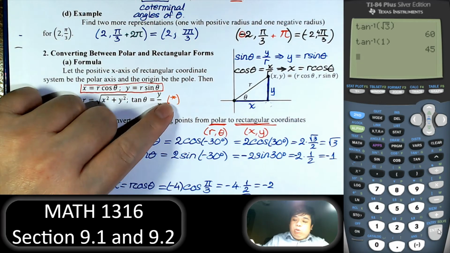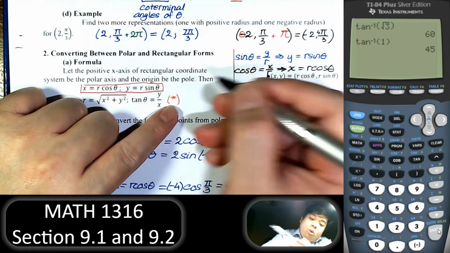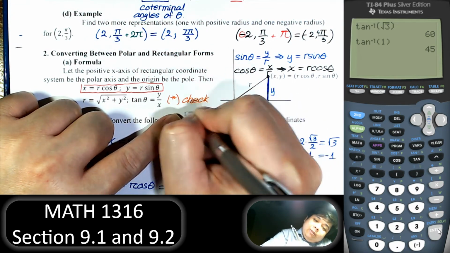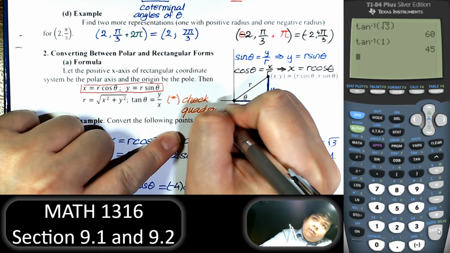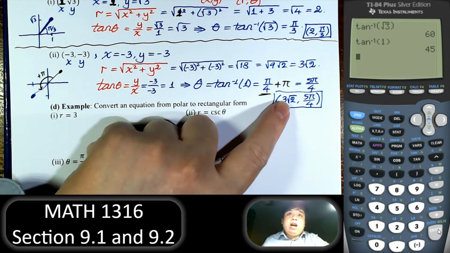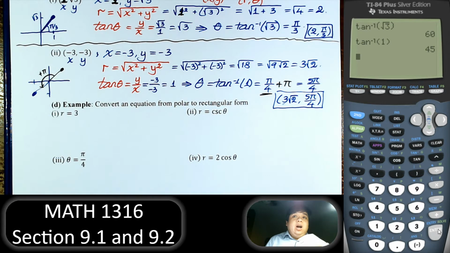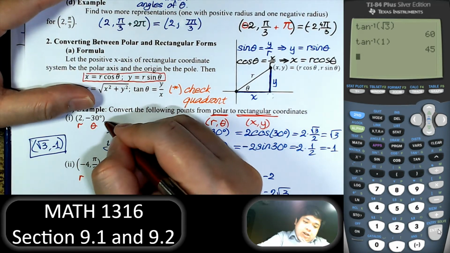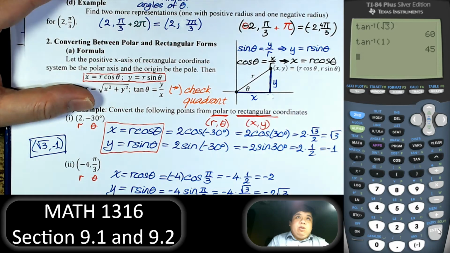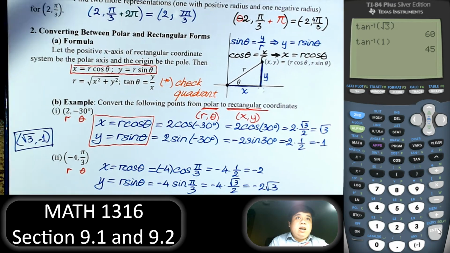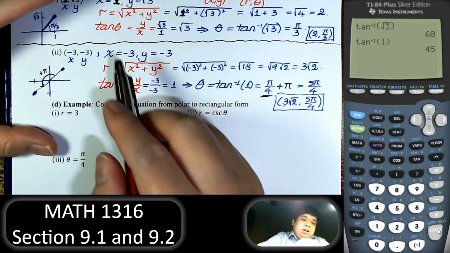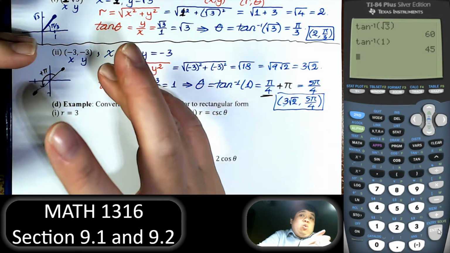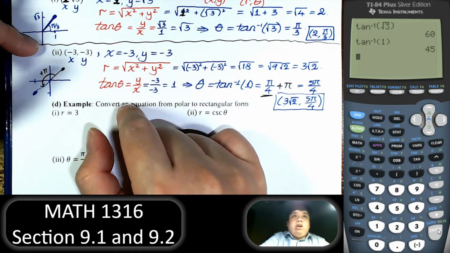So the asterisk I want to write here is make sure that we check the quadrant. Make sure whatever we have when we solve for theta is in the correct quadrant. If it's not correct, add a pi to it to go to the correct quadrant. Right, so we can change from rectangular coordinates to polar coordinates. We have those 4 formulas: x equal to r cosine theta, y equal to r sine theta, and then r is equal to square root of x squared plus y squared, or x squared plus y squared equal to r squared, and tangent theta is y over x.